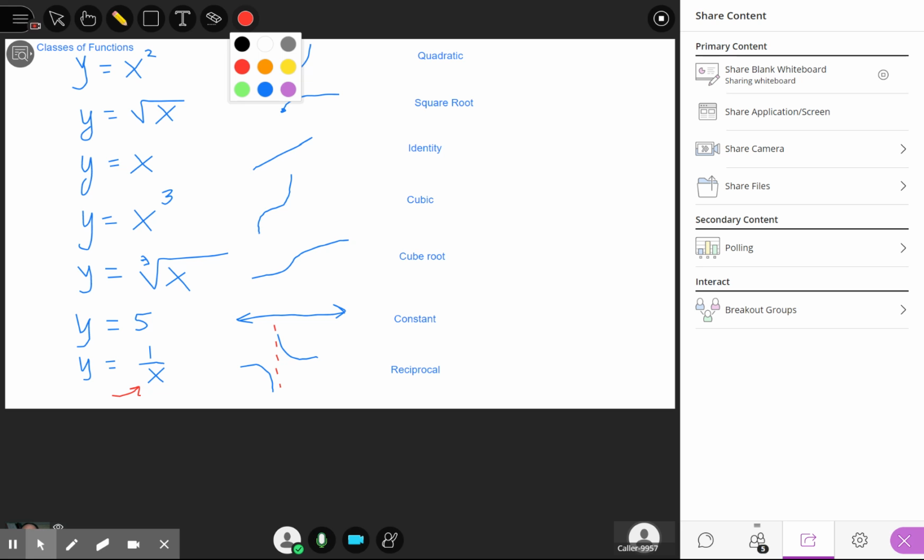Okay. Now, interestingly, this reciprocal function also has a horizontal asymptote here. So it gets very, very close to x equals 0, gets very close to y equals 0, but never touches 0 in any of those. So that's a fun graph to play with.